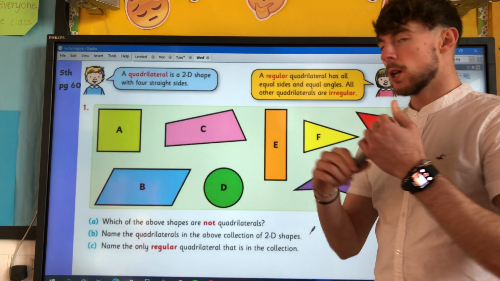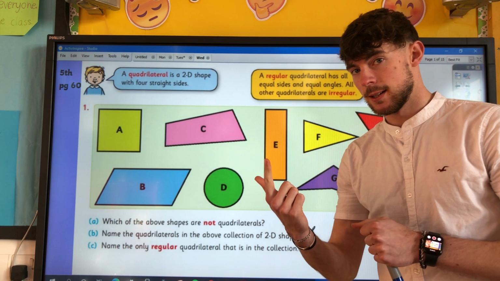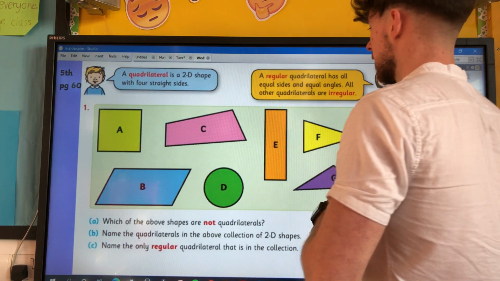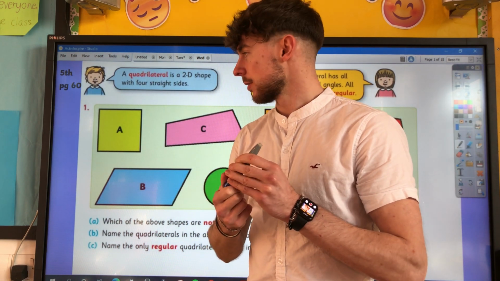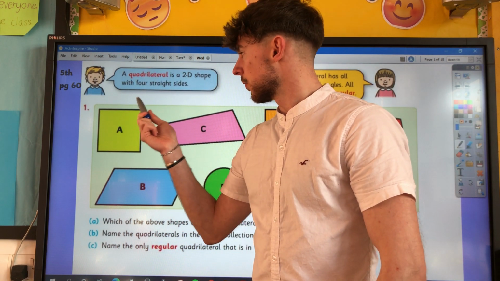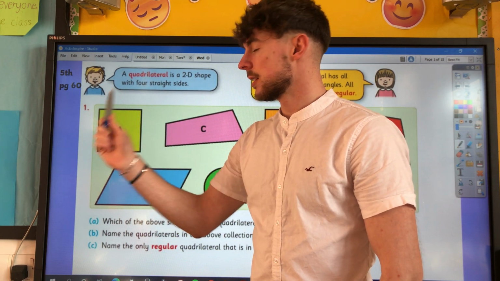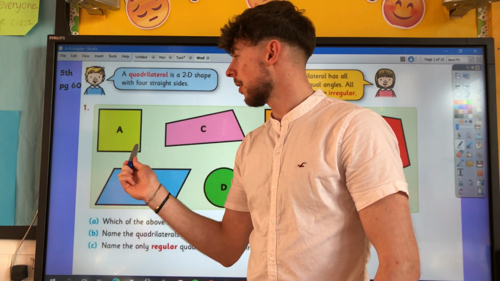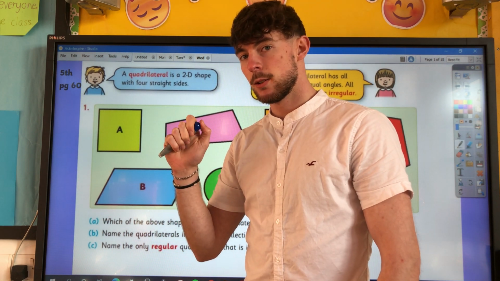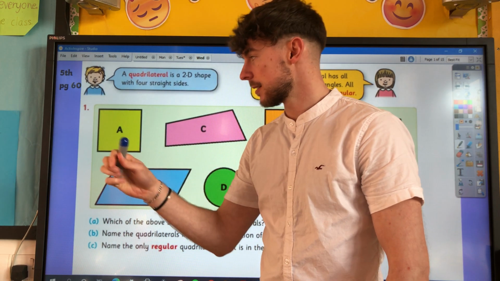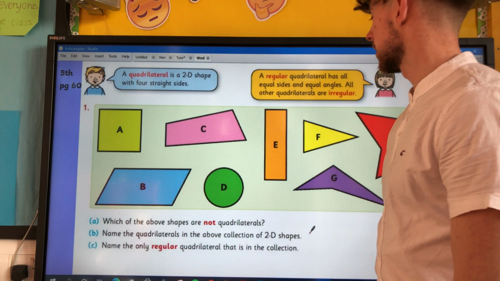A regular quadrilateral then has all equal sides and equal angles, right? So for example, is a square a regular quadrilateral? It has 4 straight sides, it's a 2D shape, all sides are equal and all angles are equal. So is it a regular quadrilateral? Yes, it is, because it meets all of these criteria.